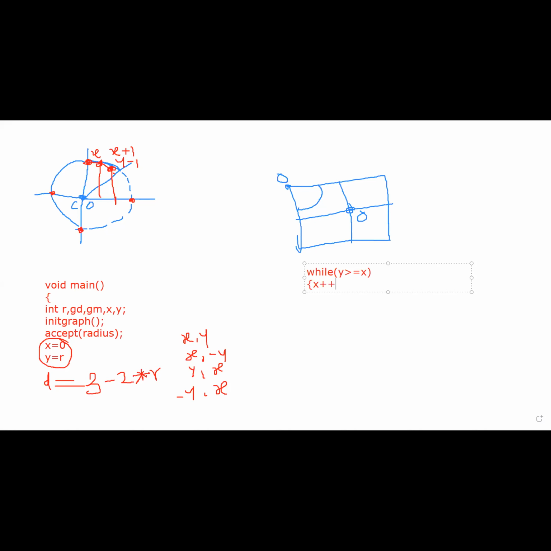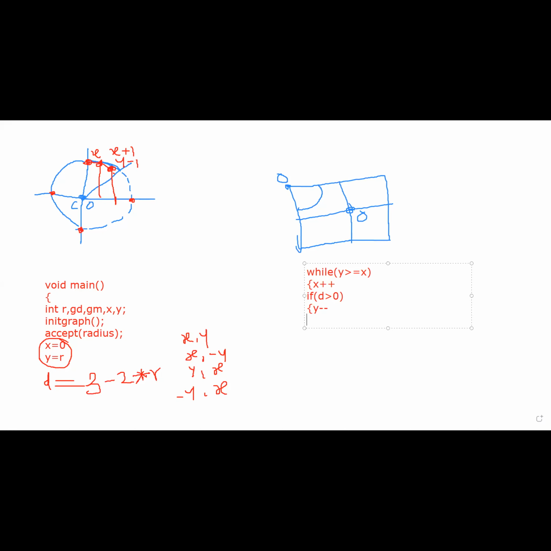In both the cases, either you move horizontally or diagonally, x is incrementing. Then next you have to check the value of d. If d is greater than 0, I will check first. What will happen if d is greater than 0? Then you have to do y minus minus. Then you have to move diagonally down.